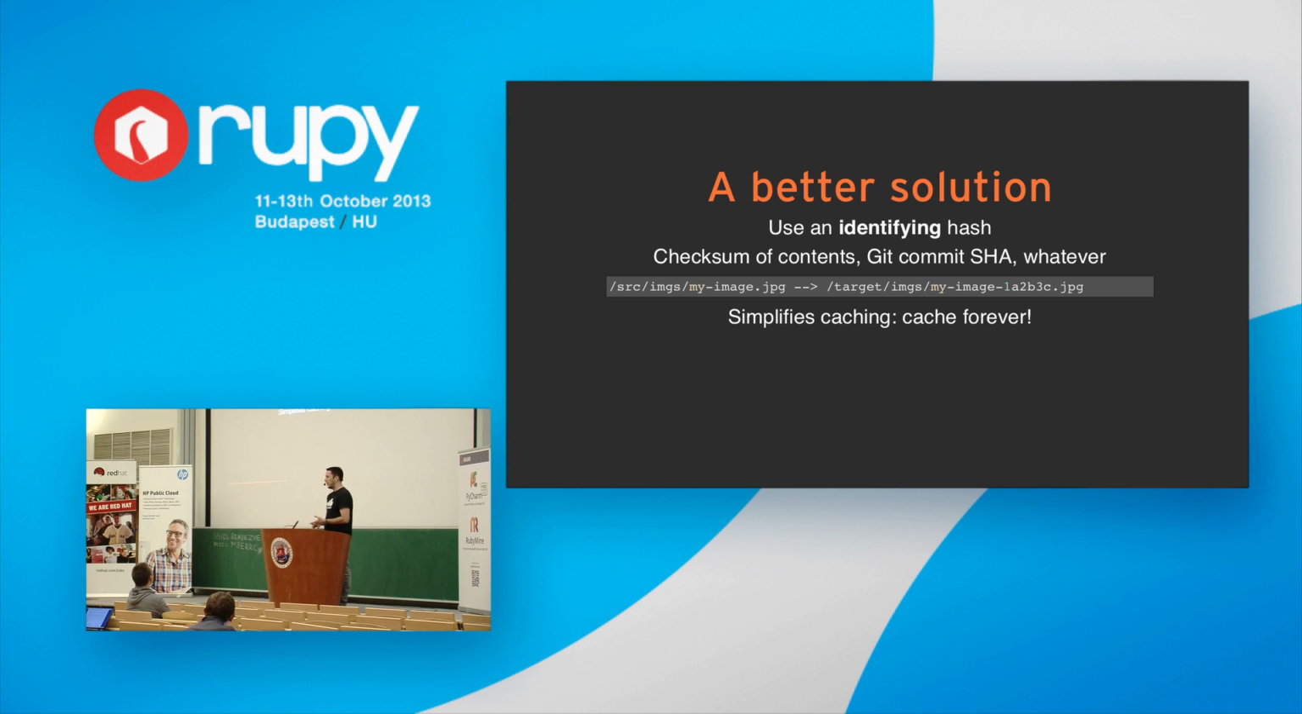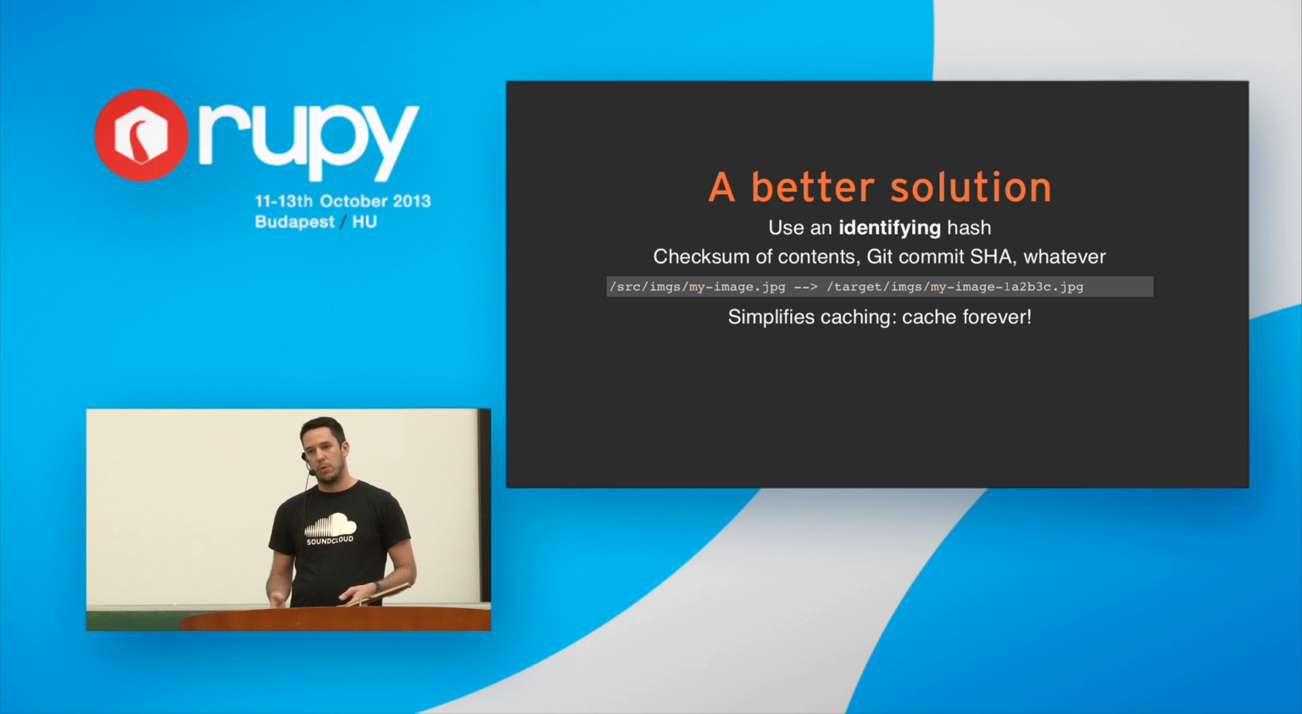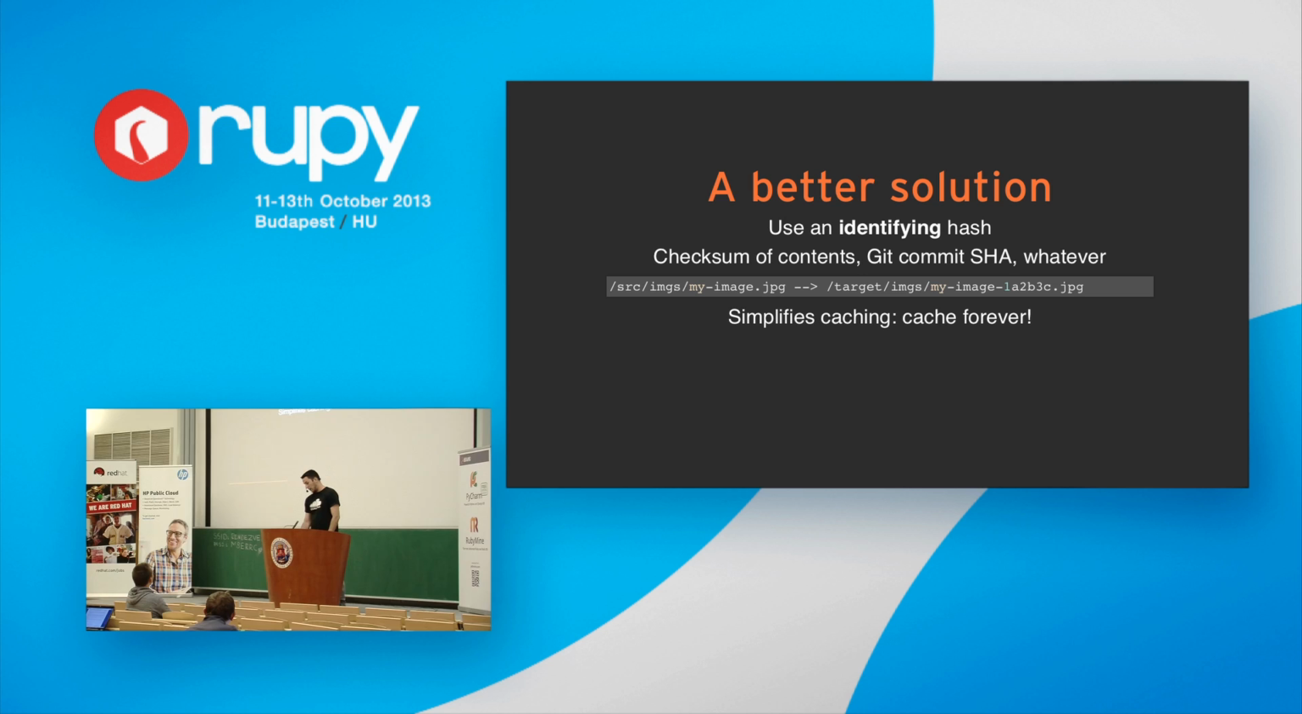The benefits of this are that you actually don't have to worry about caching anymore, because this file will never ever change. If you make a change to the source file, you'll get a different output file. So all of your caching strategy is now cache everything forever. So that's very simple.